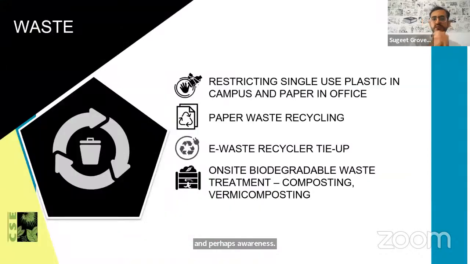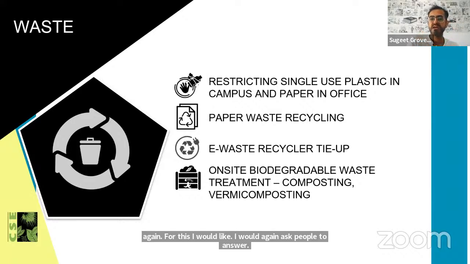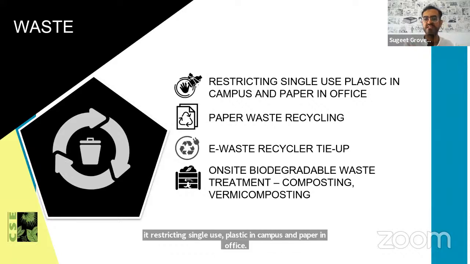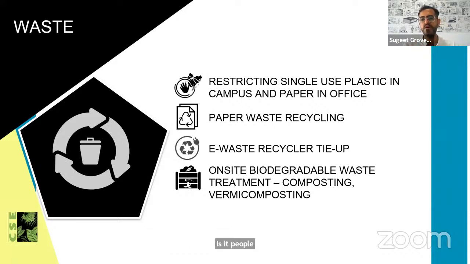The fourth part here is waste, and again, for this I would ask people to answer which one of these 4 options campuses are more likely to adopt. Is it restricting single-use plastic in campus and paper in office? Is it paper waste recycling? Is it an e-waste recycler tie-up, or an on-site biodegradable waste treatment plant? What do you think most campuses would be interested in doing?